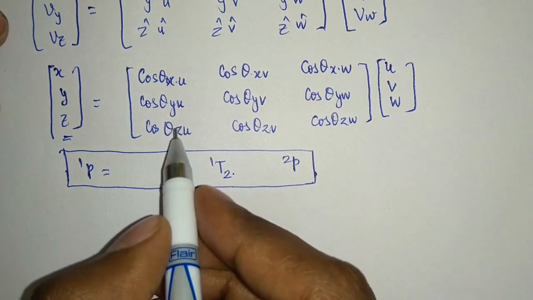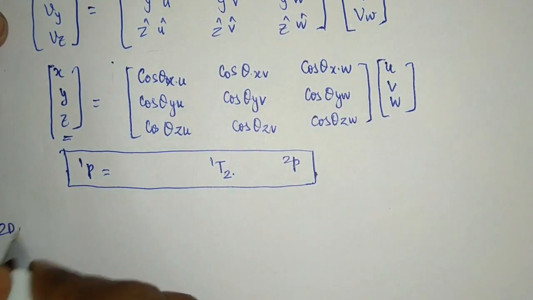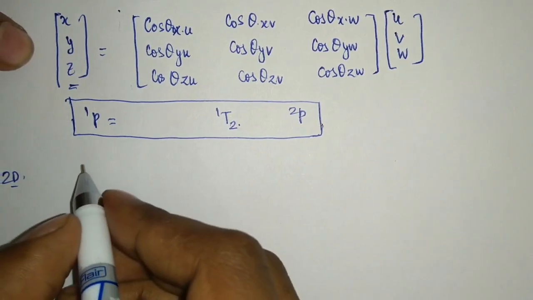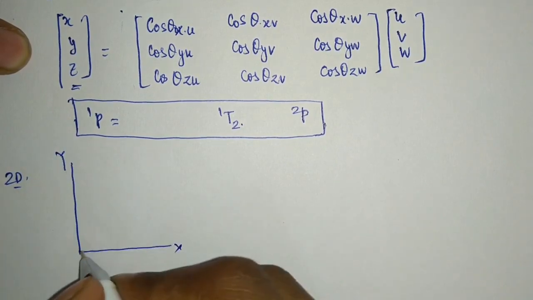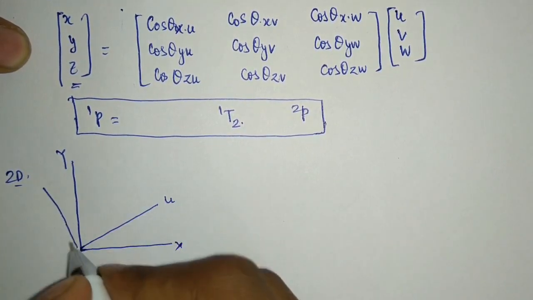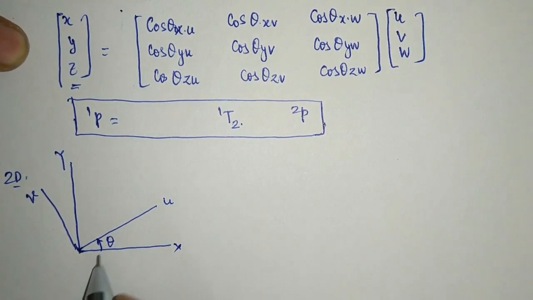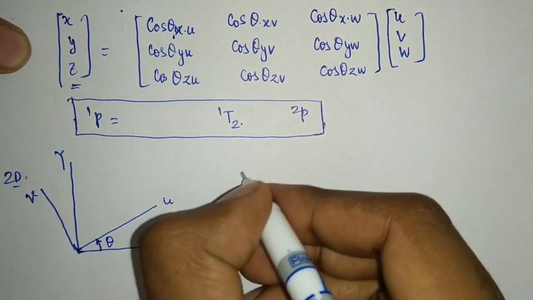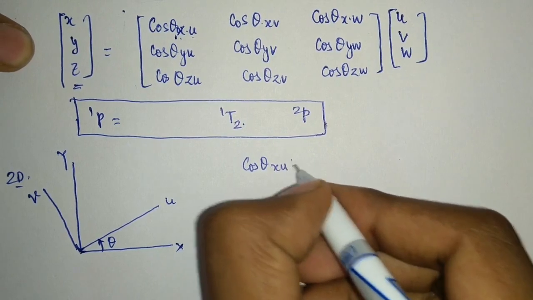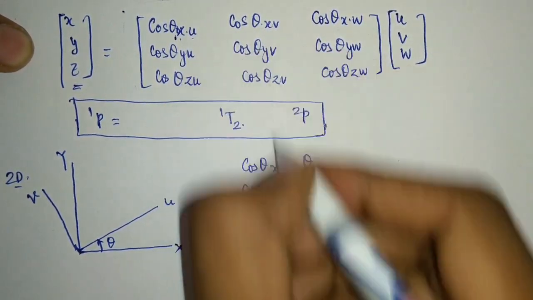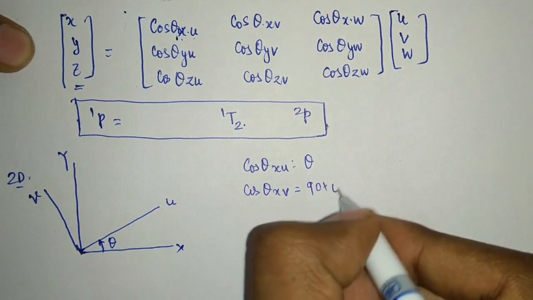Now let's apply this particular matrix to 2D itself, and see the rotation problem in 2D that I was having. This was my XY, and this was my UV, the one that we have recently derived. This angle is theta. So the first element that I need here is cos theta between x and u. Between x and u it is theta only. Then the next element that I will be needing is cos theta between x and v. Between x and v it is 90 plus theta.